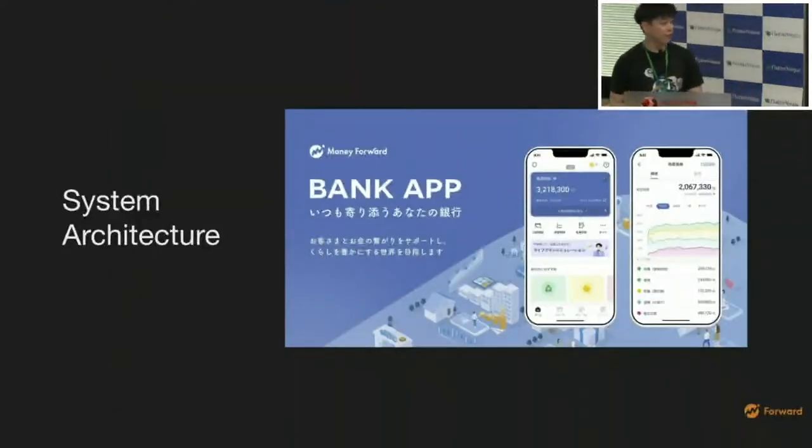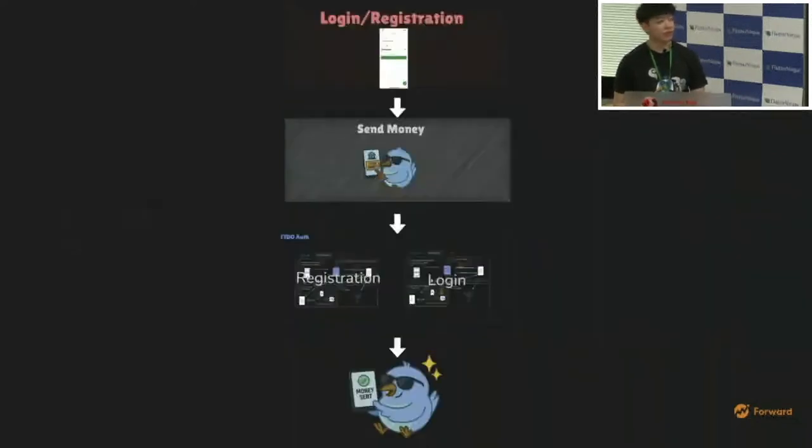Thank you, Shohei. Now let's talk about our backup system architecture. We use Passkey as an extra layer of authentication before a user can send money. First section shows account creation and account login. Third section is the Passkey flow.